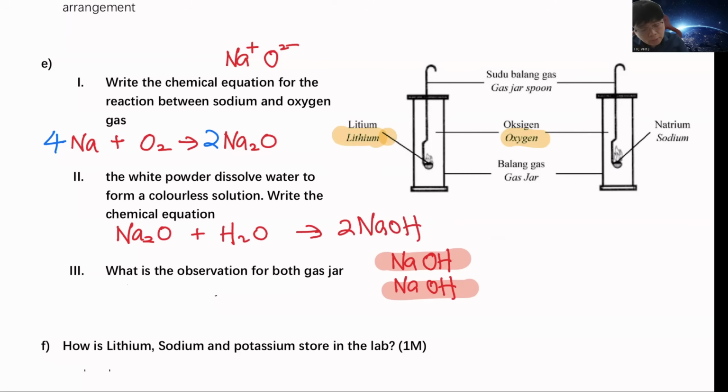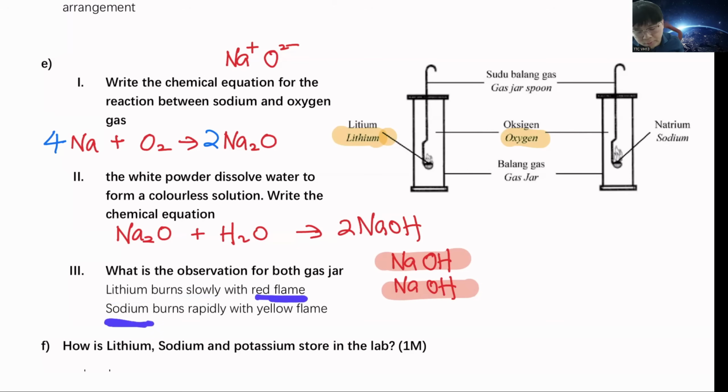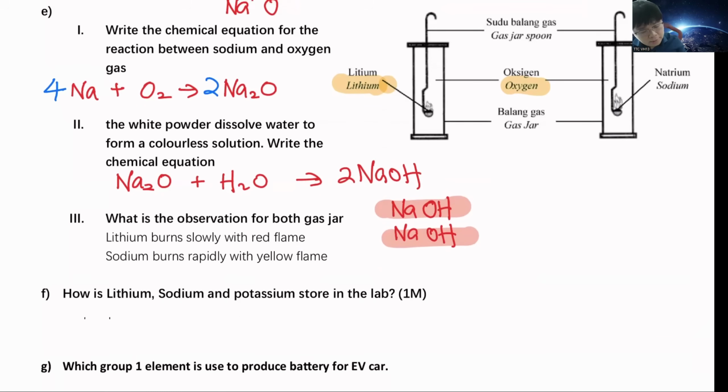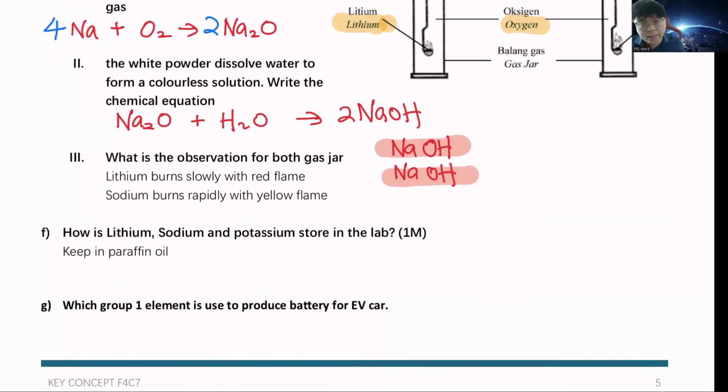Okay, the observation on the gas chart. So you can write for the lithium, you'll burn very slowly because lithium is less reactive, with red color fire. Then sodium, you'll burn very fast with yellow color fire. Okay, then lithium, sodium, potassium are stored in the lab by keeping in the paraffin oil. Then, among here, got one group 1 element used to build rechargeable battery. The one is your lithium. This is coming up in your state paper. You need to know this answer.